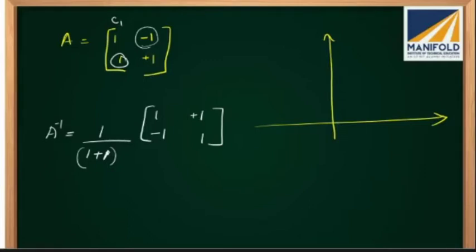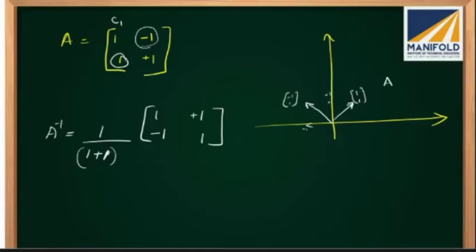See, 1, 1 is a vector in this particular direction, correct? So that is 1, 1, right? And minus 1, 1 will be minus 1 in x direction, plus 1 in y direction. So that will be a vector in this particular direction, correct? So this is a vector minus 1, 1. So this is the matrix A, or this is the column space of the matrix A, correct?